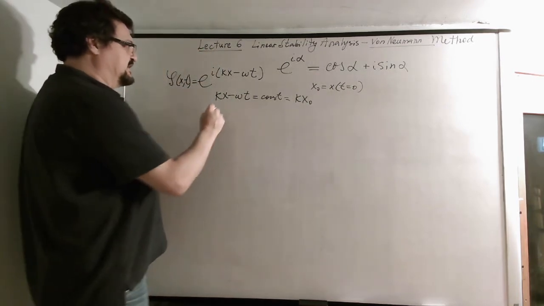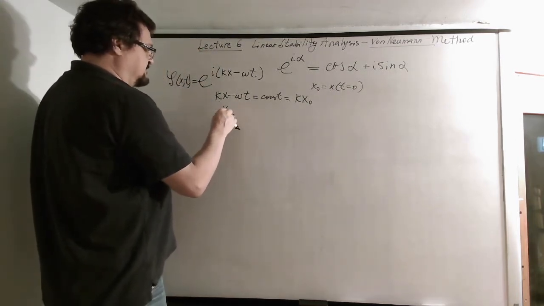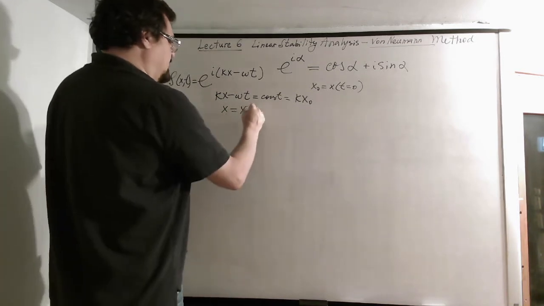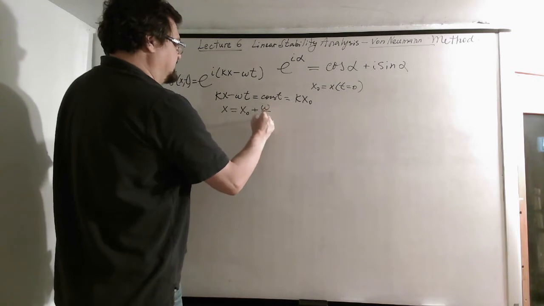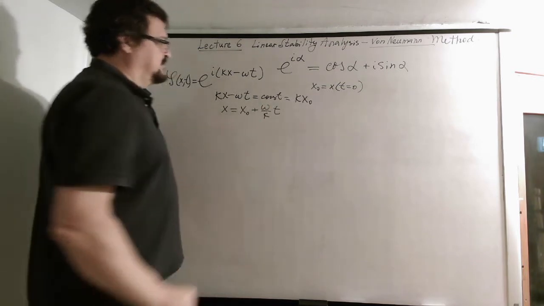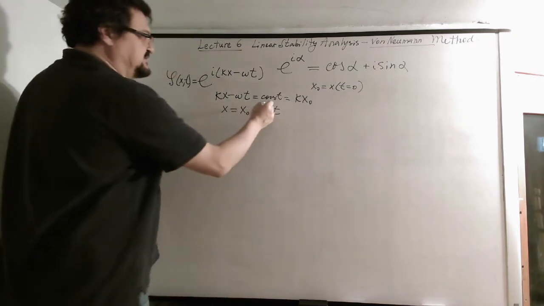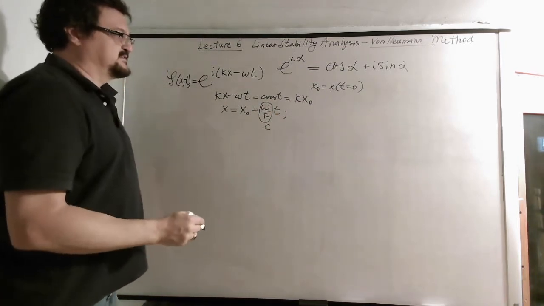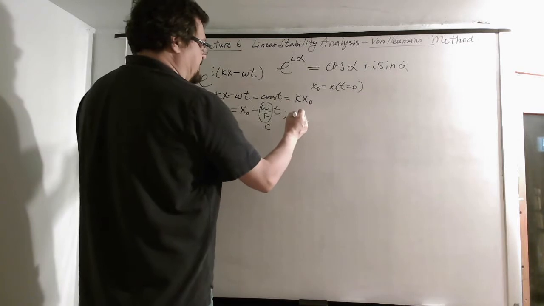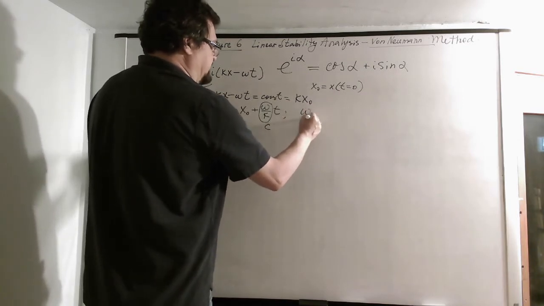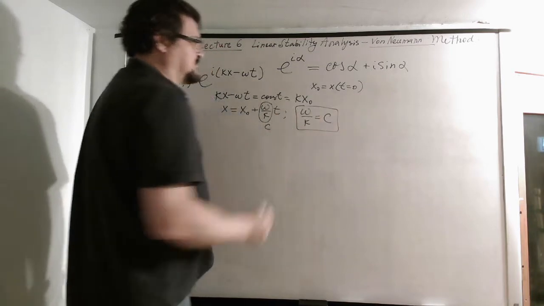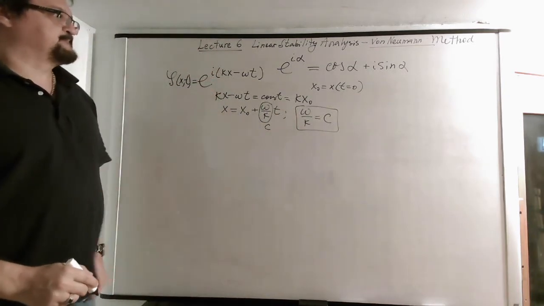And from that we have that kx equals x naught plus omega divided by k t. So you see that this is speed, c, and from that we have the simple relationship that omega divided by k equals the speed of propagation of this wave.